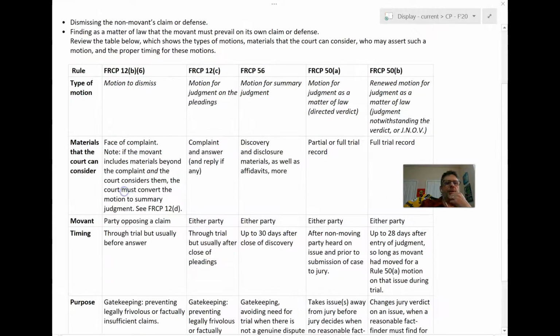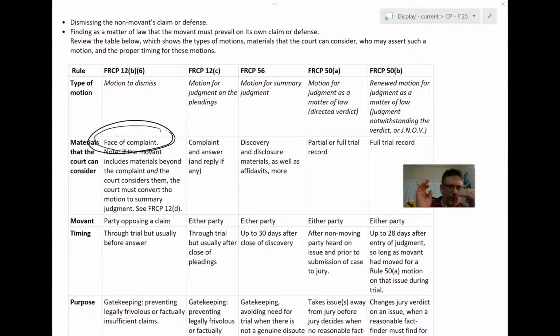So think, for example, of a Rule 12(b)(6) motion. All right, we've talked about that in class. Motion to dismiss for failure to state a claim. Well, there, we only look at the face of the complaint, and we assume all well-pleaded facts to be true. We know that from the Iqbal case. We don't go beyond the face of the complaint.